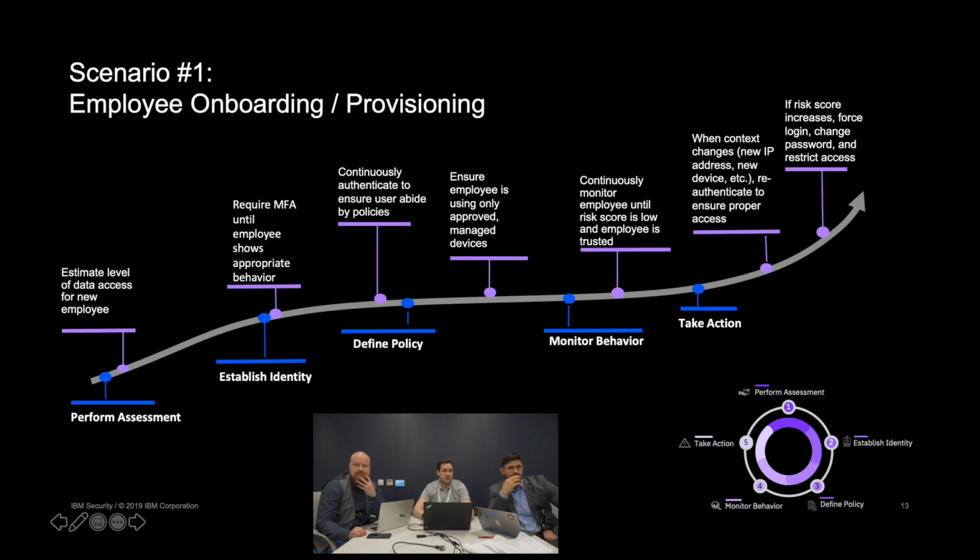Estimate level of data access for a new employee. So we have a new employee onboarding, 9 o'clock Monday morning, the usual stuff. Based on that, we're going to obviously require multi-factor authentication until the employee shows the appropriate behavior. So we want to make sure they are who they say they are. We want to make sure that they're not accessing anything inappropriate that they shouldn't be, and we just want to build up a level of trust over time to make sure that that user account is behaving appropriately.